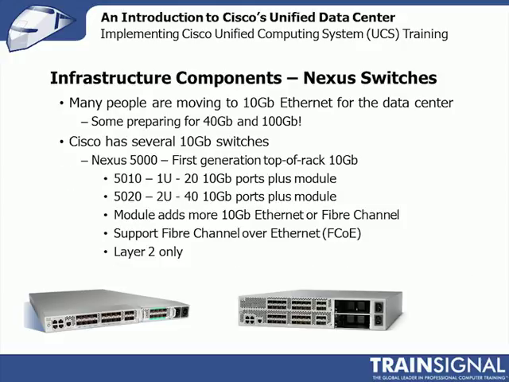So the first infrastructure component I want to talk about is the Nexus switch. And we'll start with the Nexus 5000. This is the first generation. So many people, as I said just a minute ago, are moving to 10 gig. And some are preparing for 40 and 100. There's already 40 gig gear out there, and there's some initial 100 gig gear. But that stuff right now is still very expensive, but it's becoming mainstream.